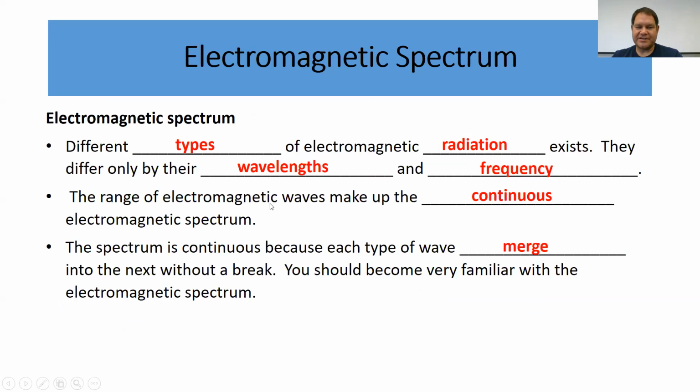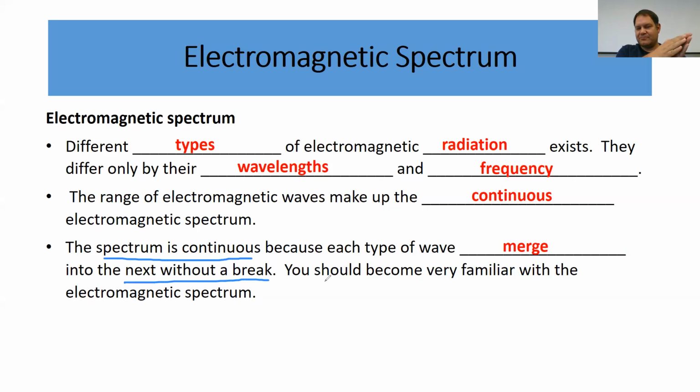Now, the entire range of the electromagnetic spectrum or waves makes up what we call the continuous electromagnetic spectrum. And why do we call it continuous? Because the spectrum continues to basically merge into the next wave without any breaks whatsoever. You can kind of think of the rainbow of colors, they just merge in with one another. And so you get a gamut or a rainbow of colors that are all continuous. All right, there's no gaps.